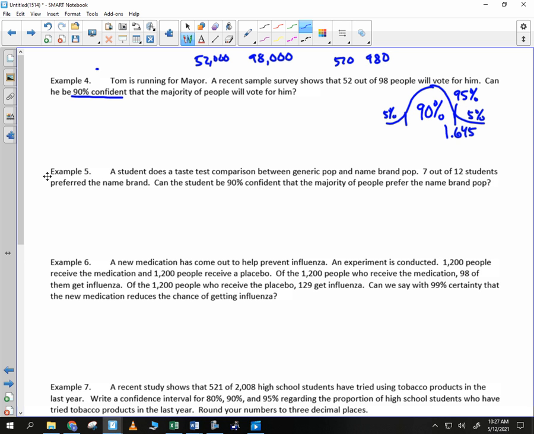So the question is, does 52 out of 98 give a z-score of 1.645 or greater? Okay, that's what we're testing to see. Does his 52 out of 98 give him a score of 1.645 or greater?